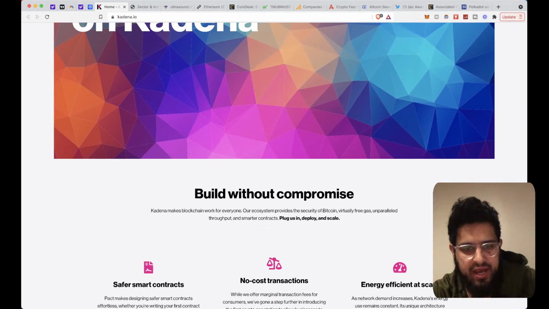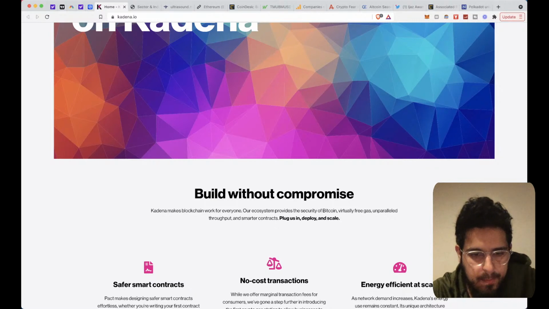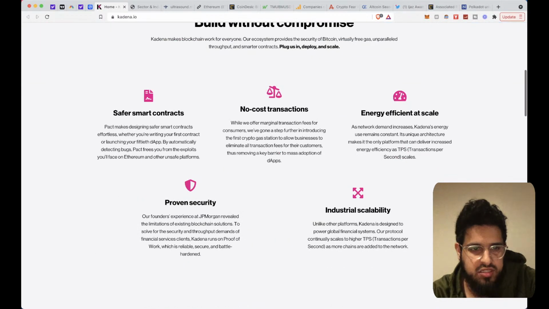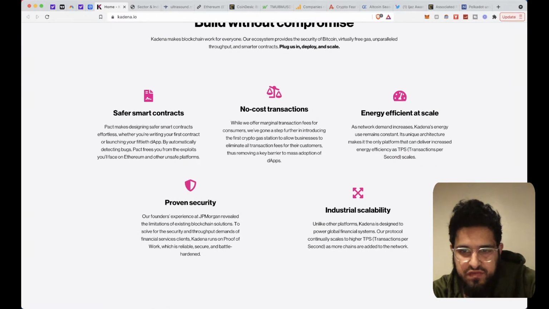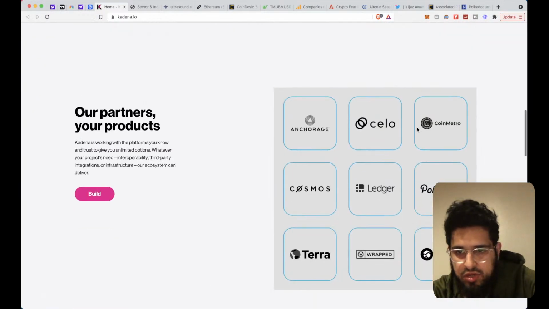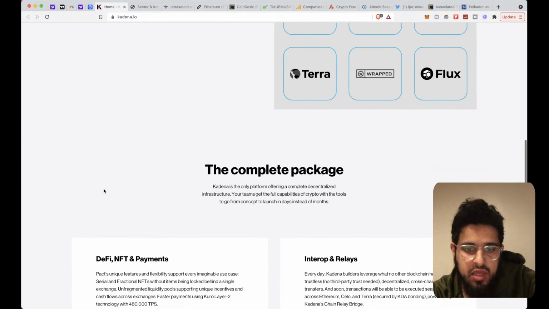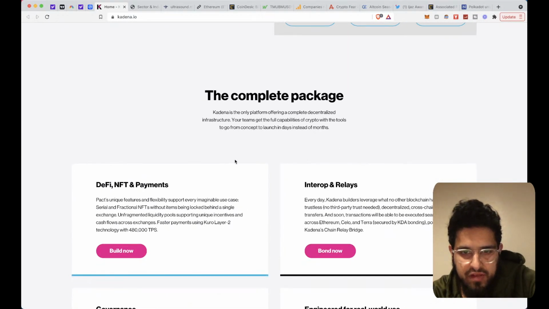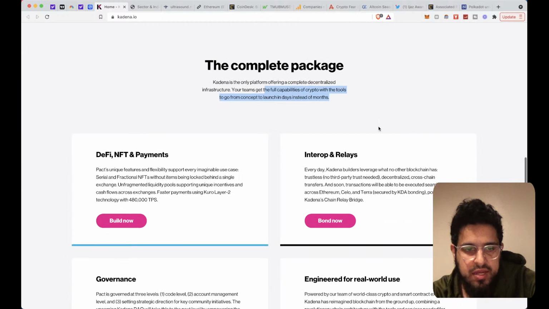Build without compromise. Cadena makes blockchain work for everyone. Safer smart contracts, no cost transactions, energy efficient at scale, industrial scalability, proven security. Okay, good partners: Polkadot, Ledger, Cosmos, Terra, Flux, Wrapped, Anchorage. Okay, the complete package, the only platform offering a complete decentralized infrastructure. Your teams get the full capabilities of crypto with the tools to go.